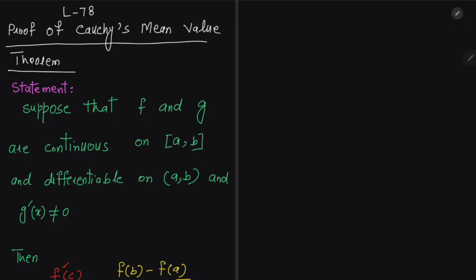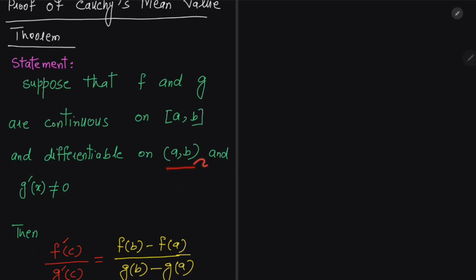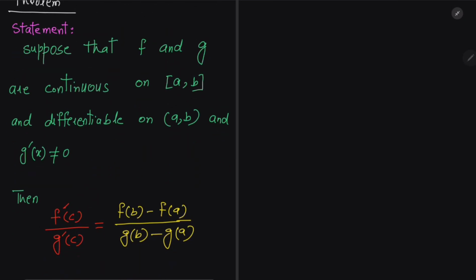The statement says that if f and g are continuous on [a, b], which is a closed interval, and they are also differentiable on (a, b), and there is one condition which says that g'(x) is not equal to 0, then Cauchy's mean value theorem tells us this equation.